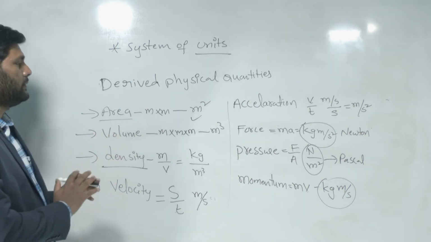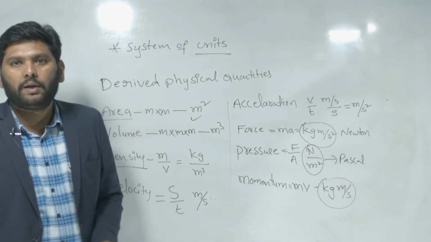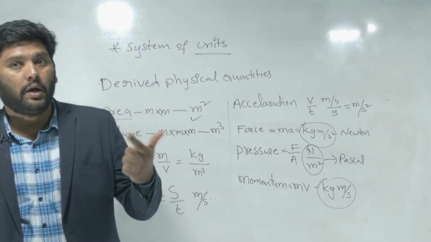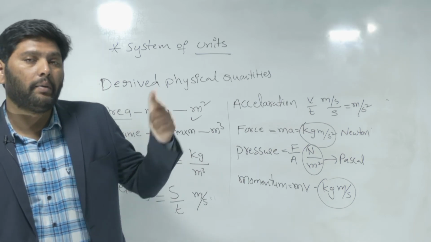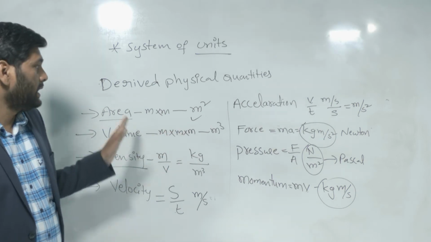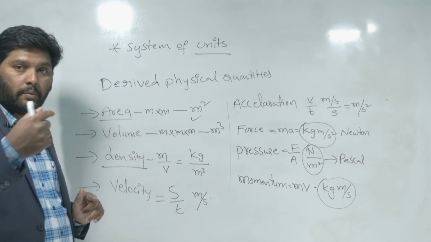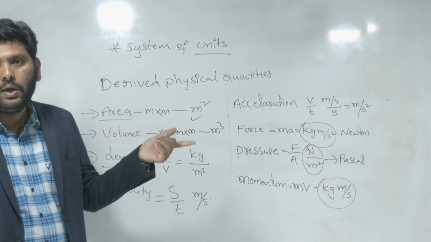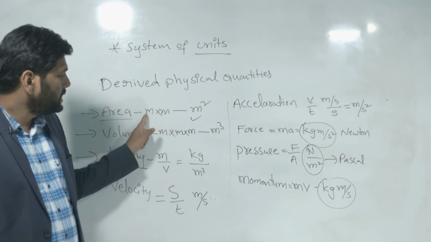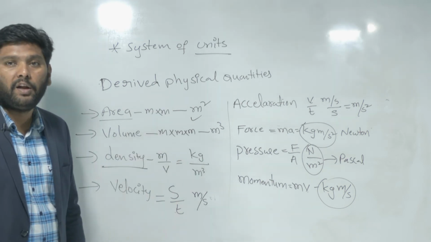I hope it is clear how I am writing the units for any physical quantity. If you know the formula clearly, it is easy to write the units clearly. First learn how I am applying the fundamental quantities to write the derived physical quantities. See here, concentrate on how I am writing. Area you know is length into width. Here length units are meter, and width units are also meter. Simply meter becomes meter square. That is how I use the fundamental quantities.